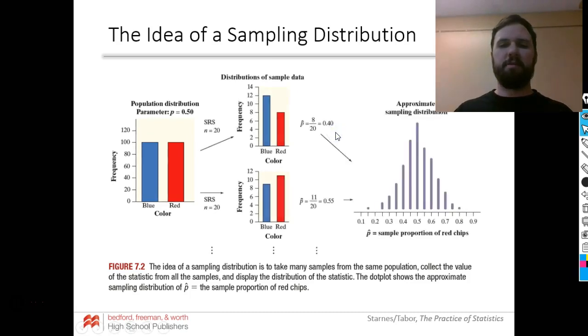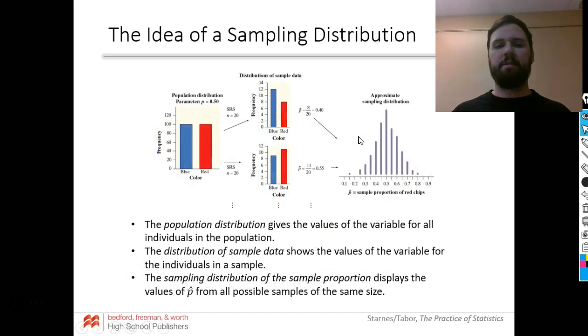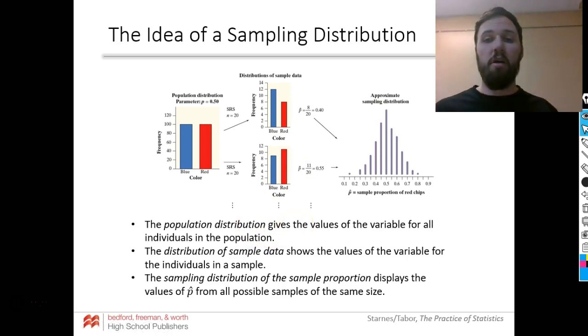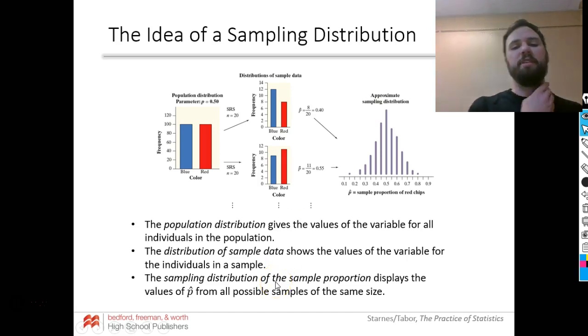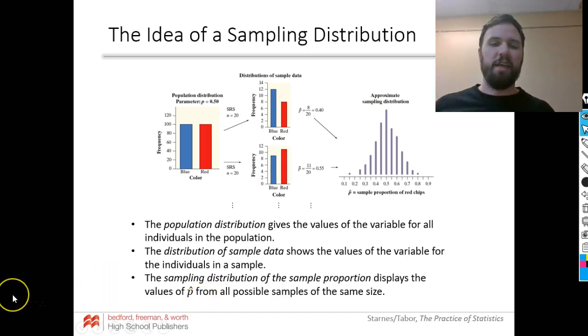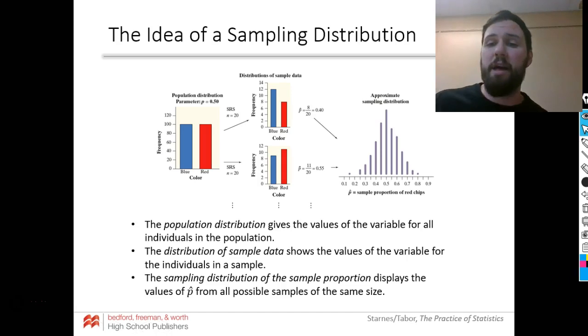I want to compare something. The idea of taking many samples from the same population and collecting them will lead us to a good estimate of the parameter, okay? So think about this. The population distribution gives the values of the variable for all the individuals. So that's when we do all. The distribution of the sample gives us the variable of the individuals in the sample. And the sampling distribution displays the values of all the possible outcomes of the same size.